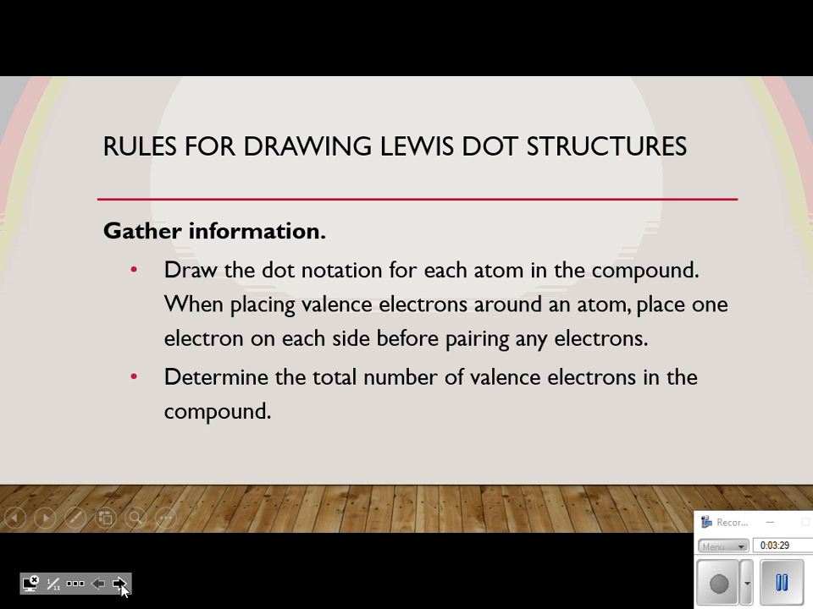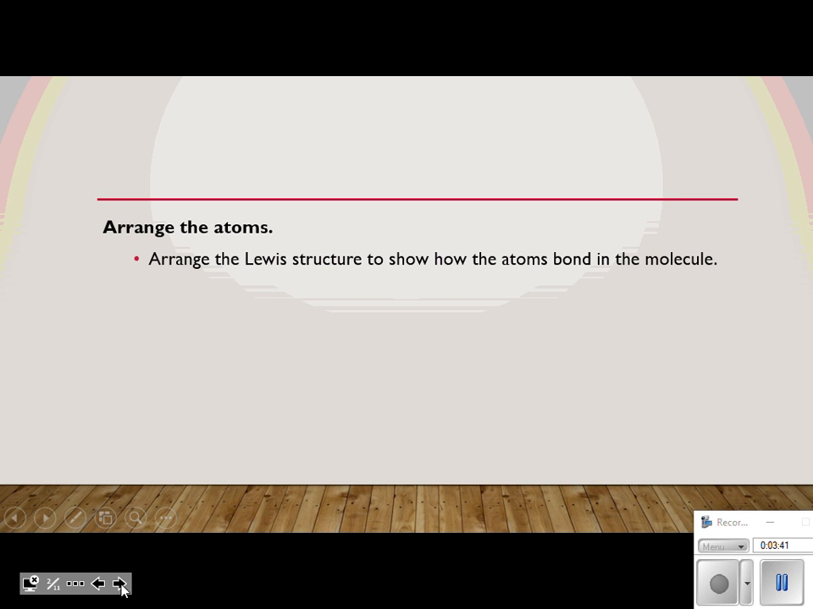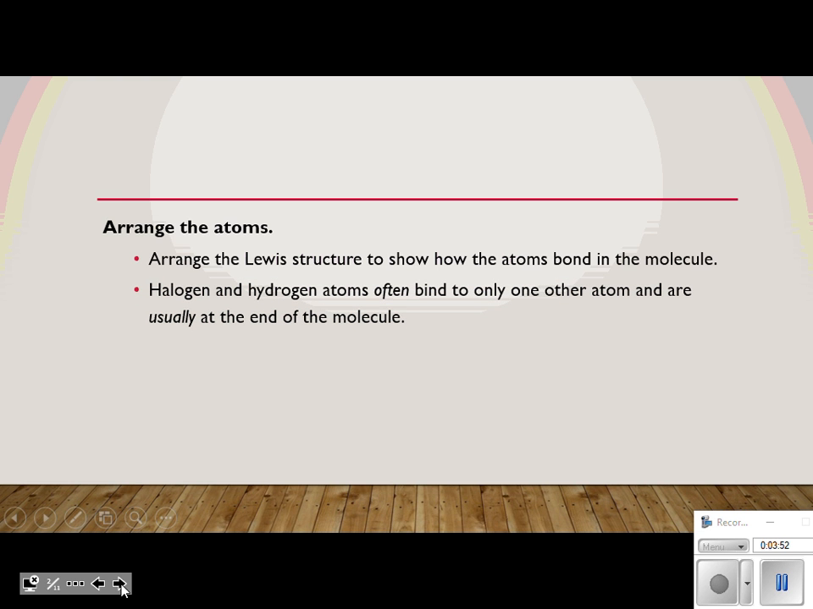Second thing we need to do is determine the total number of valence electrons that we have in our compound. Second part is to arrange the atoms. We need to arrange the Lewis structures to show how the atoms bond. A couple of rules. Halogens and hydrogen often bond with only one other atom and are usually at the end of the molecule. What I mean by the end is the outer portion, not the center.